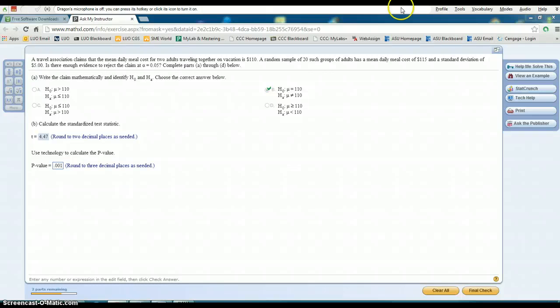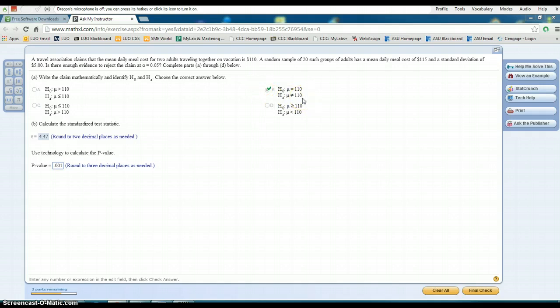In this particular case, if you look right here where it says traveling together on vacation is $110, that means equals 110. So we're going to be looking at a null hypothesis of the mean being equal to 110. And that means that the alternative would be that the mean is not equal to 110. That's going to be a two-tailed test. And you'll see that this particular hypothesis is stated as such.